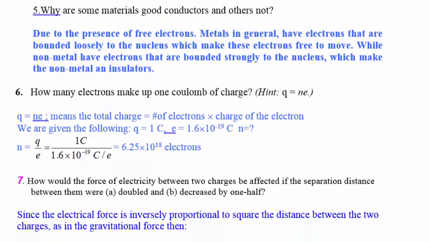In question number 5, why are some materials good conductors while others are not? This depends on whether the material has free electrons or not. Metals in general have free electrons, meaning their electrons, specifically valence electrons, are loosely bound to the nucleus, and this will give the electrons the ability to move freely. While in the case of insulators, the electrons are strongly bound to the nucleus, and hence their mobility is limited.